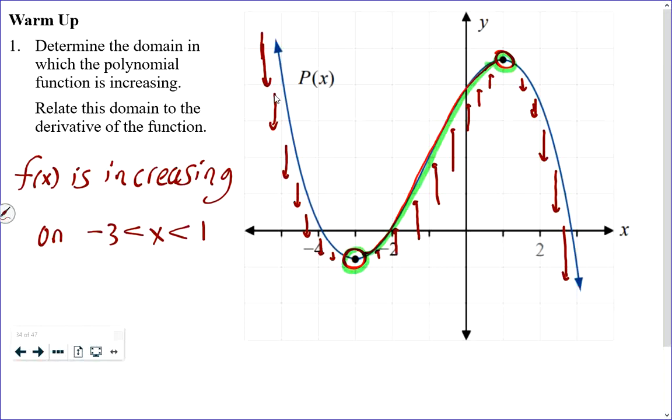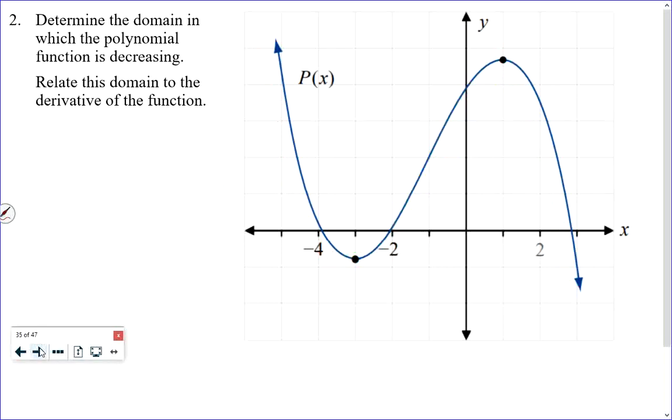I don't think we need to redraw all of these arrows to answer the next part of the question, which is, what is the domain in which the polynomial function is decreasing? It's decreasing everywhere from negative infinity up to, but not including, -3. And it's also decreasing after positive 1. So when we look at the next part of this question, determine the domain in which the polynomial function is decreasing, f of x.